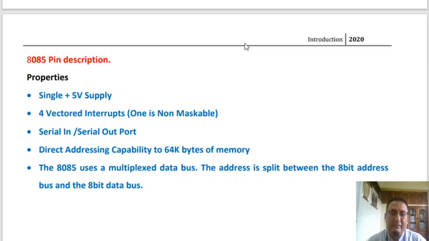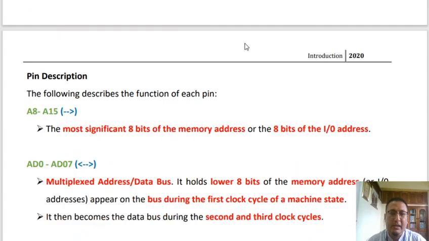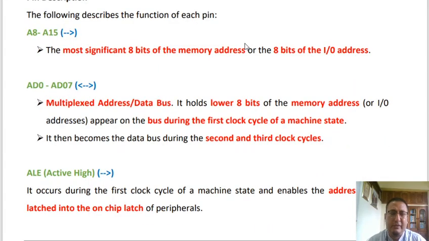Now, the 8085 uses a multiplexed address data line in order to limit the number of pins. So we have a multiplexed address data line AD0 to AD7. Now let us move on with the pin description of the 8085 microprocessor. The following are the descriptions of the pins. So we have A8 to A15.